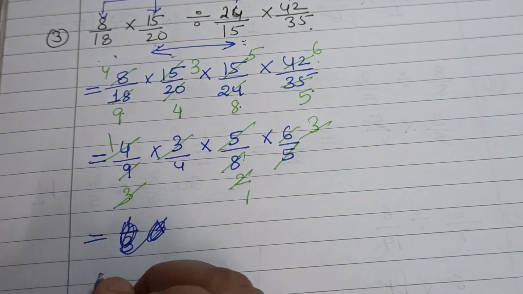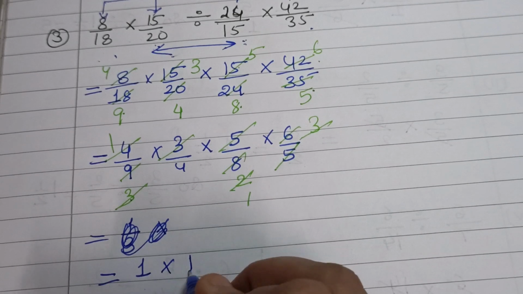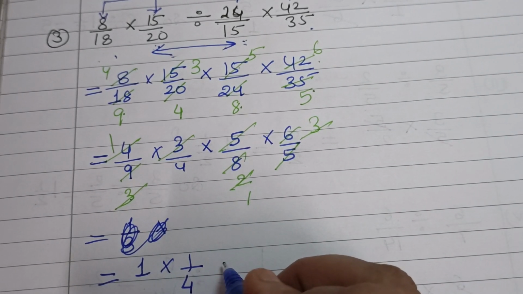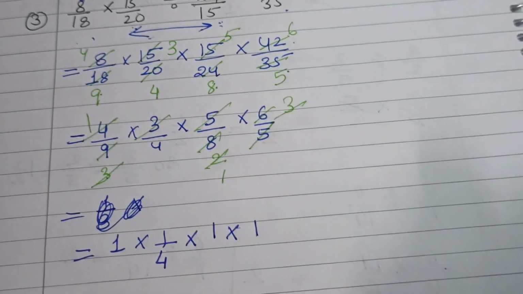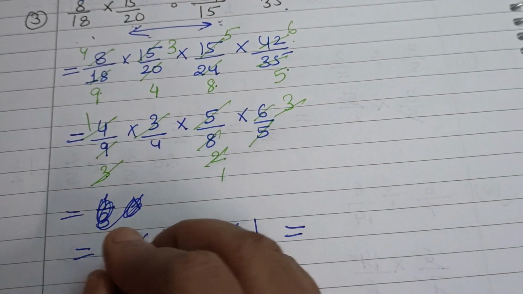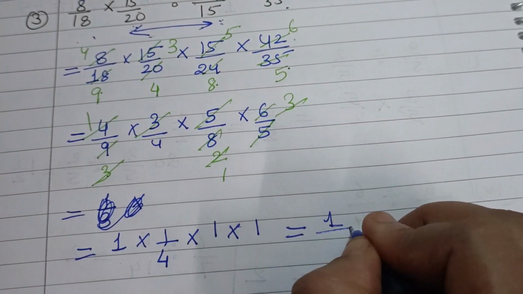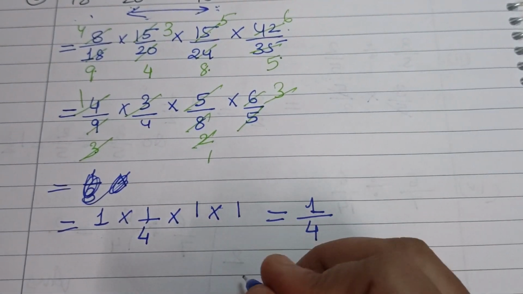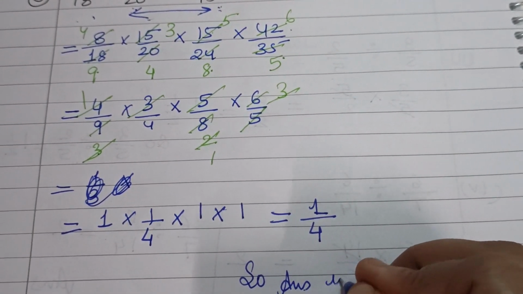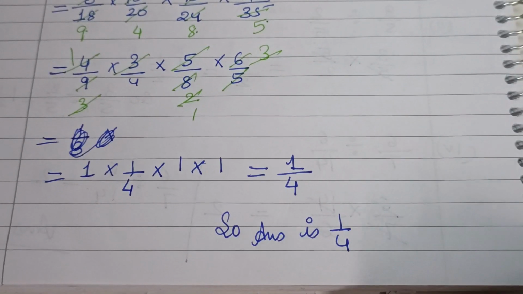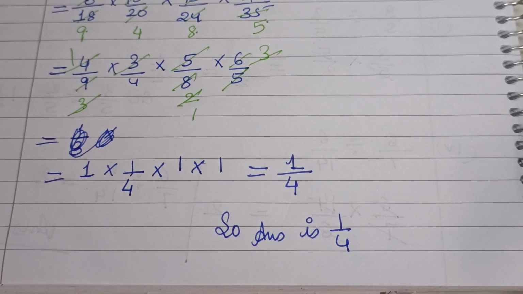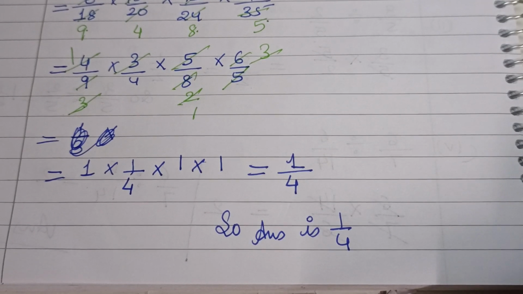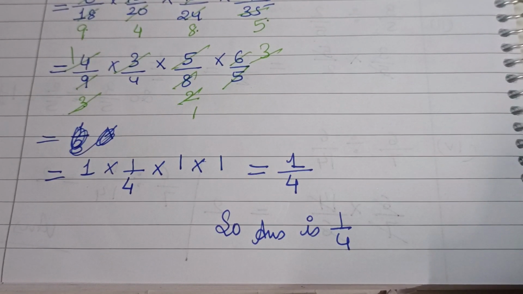In the first fraction we are left with 1. In the second fraction we are left with 1 by 4. In the third fraction 1. And in the fourth fraction also 1. So in total, after multiplying all the numerators and denominators, you will get only 1 by 4. So the answer is 1 by 4. So in this way you can solve any of the fractions which are given in multiplication and division. When both the operations are given, then by using BODMAS you can get the answer easily.